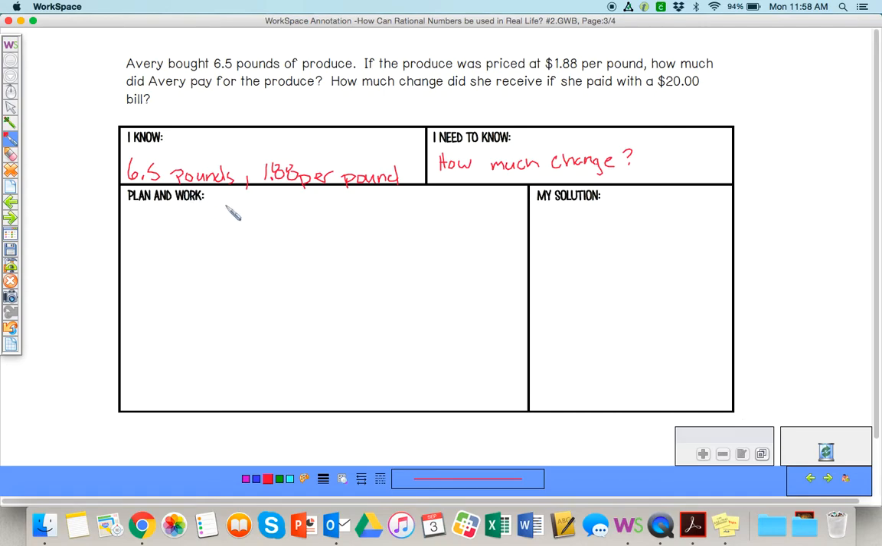All right, so remember we made that little sheet that had the plus sign, the minus sign, the multiplication sign, the division sign. So one of the words on there was per, okay? And that word tells us that we need to multiply. So what we are doing is $1.88 times 6.5.